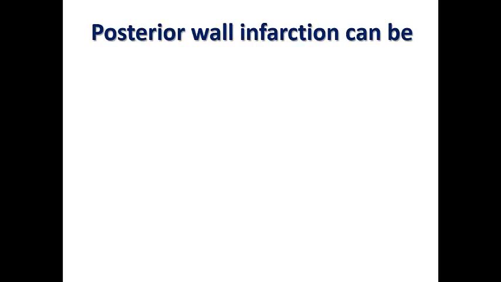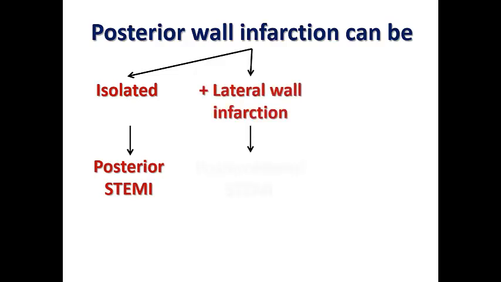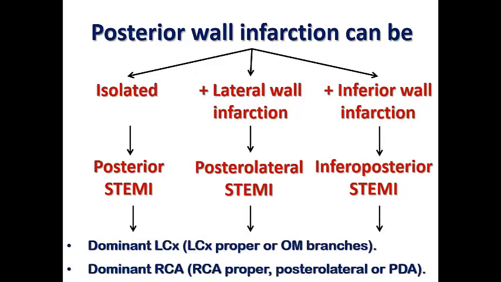And if we need to summarize the posterior wall infarction together with the lateral wall, it can be isolated, resulting in isolated posterior STEMI. It can be with lateral wall infarction, called posterolateral, or with inferior wall infarction, called infraposterior STEMI. And all of them can be caused by dominant LCX occlusion, the LCX proper itself or its OM branch, or dominant RCA occlusion, either the RCA proper, its posterolateral branch, or its PDA occlusion.